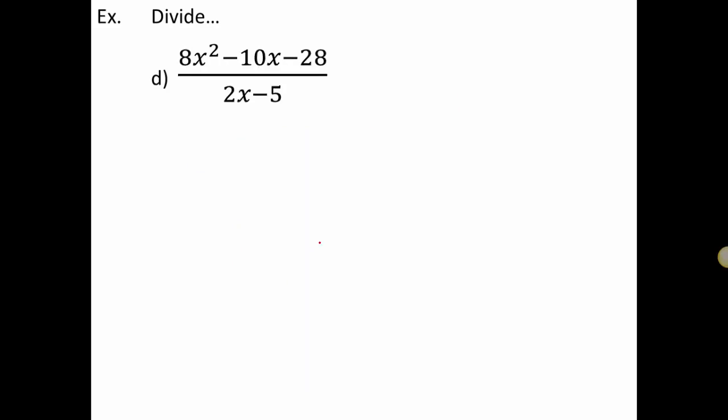Here's another one for you to try on your own. Pause here, play when you're ready. So setting it up, 2x minus 5 equals 0 becomes 5 halves. I have no missing terms, so 8, negative 10, negative 28.